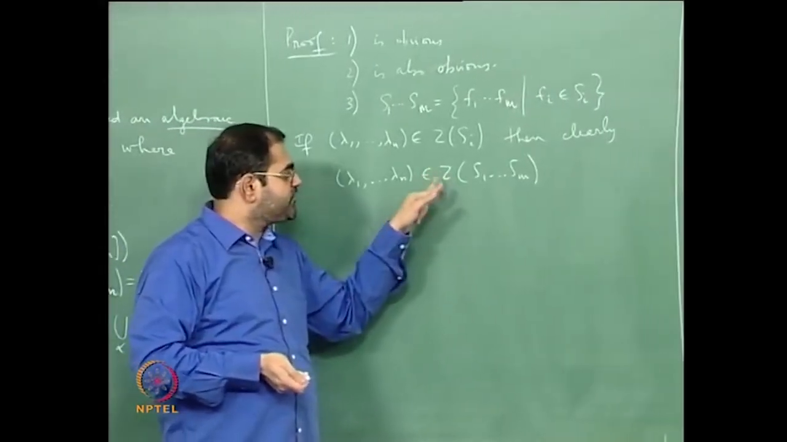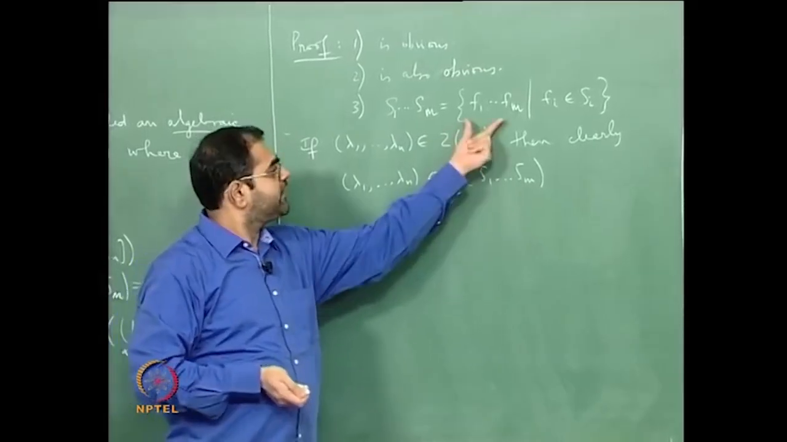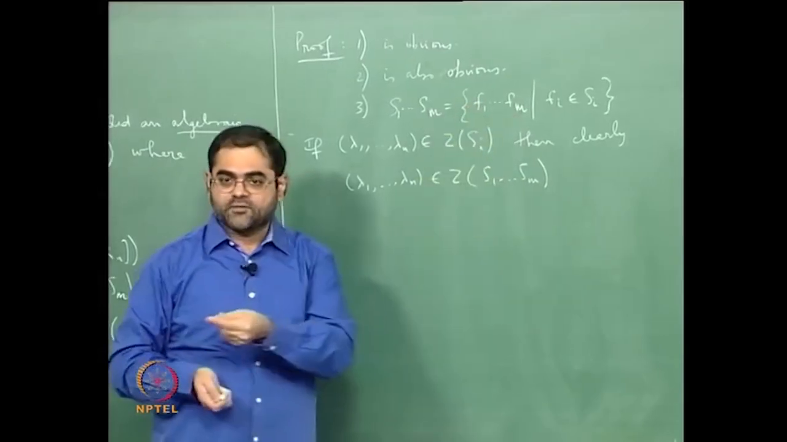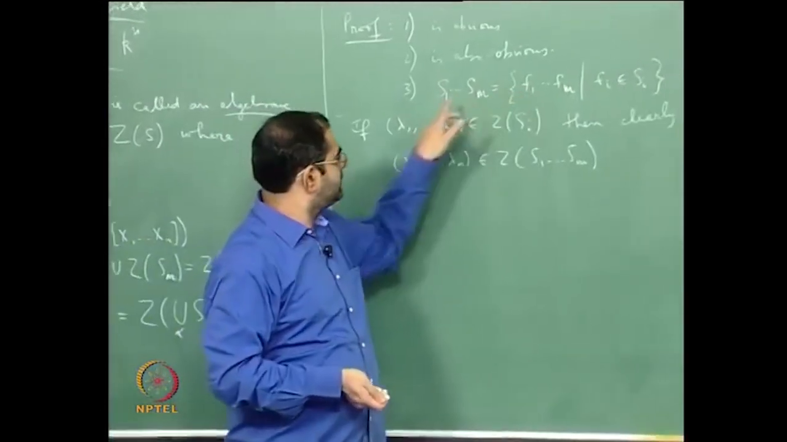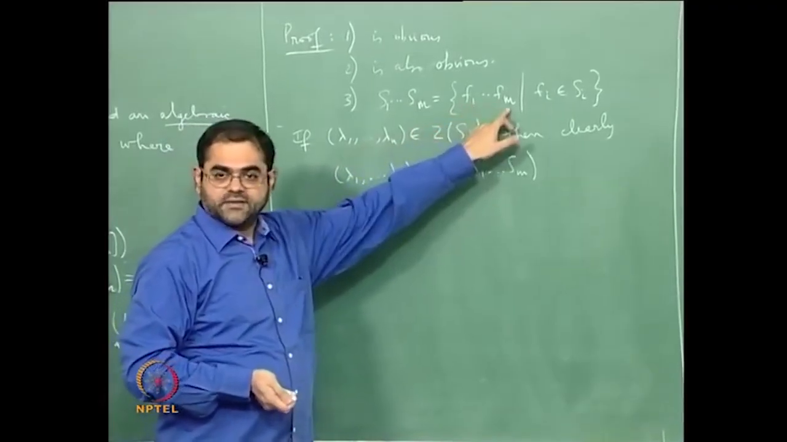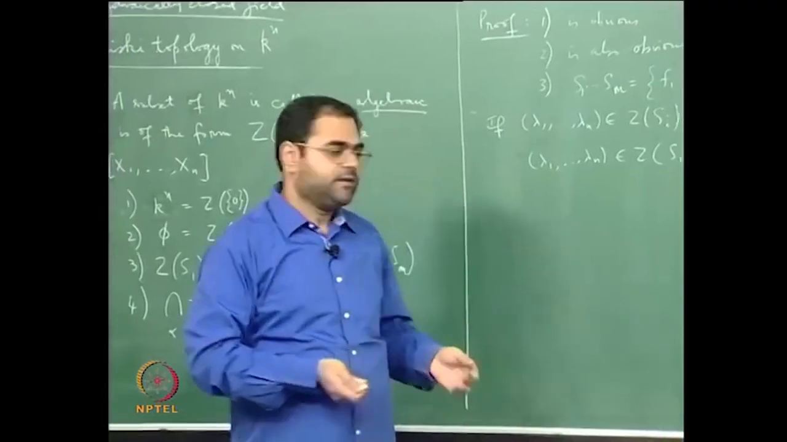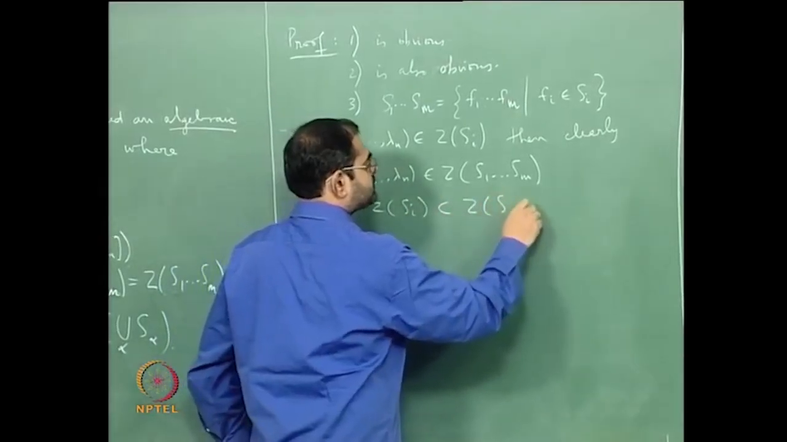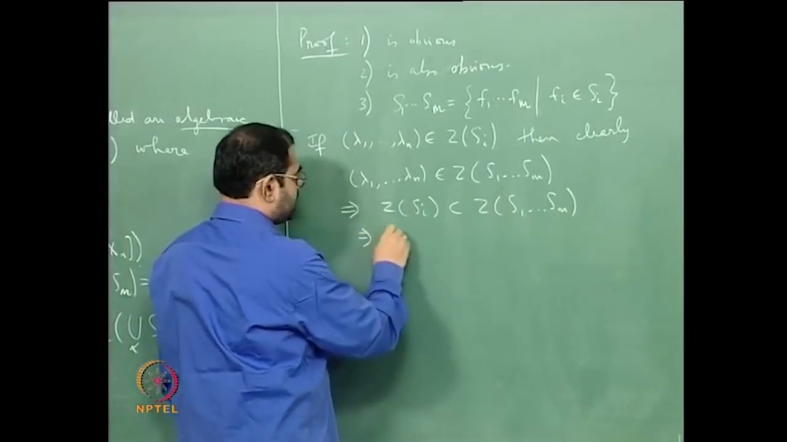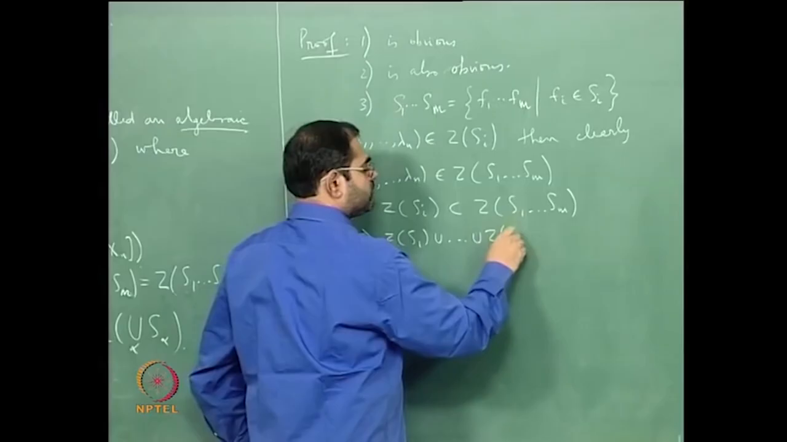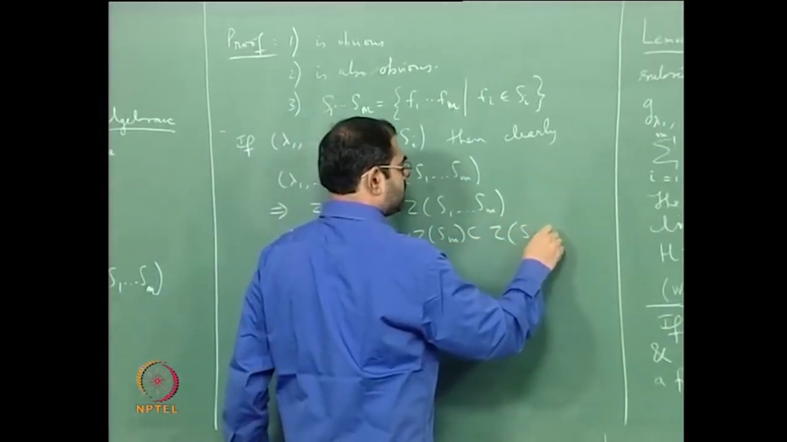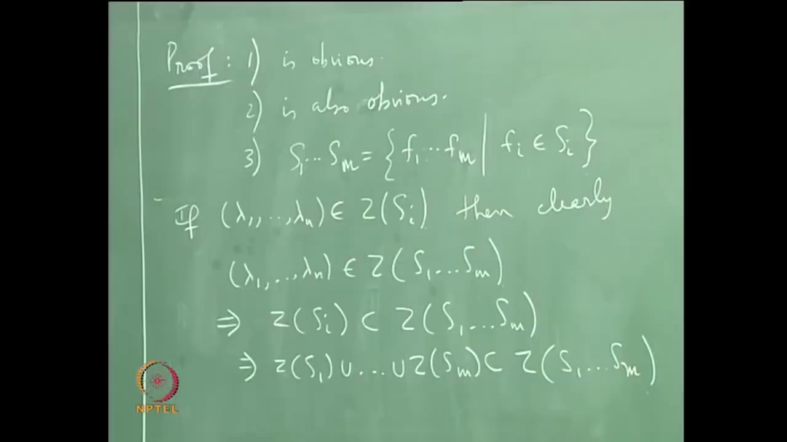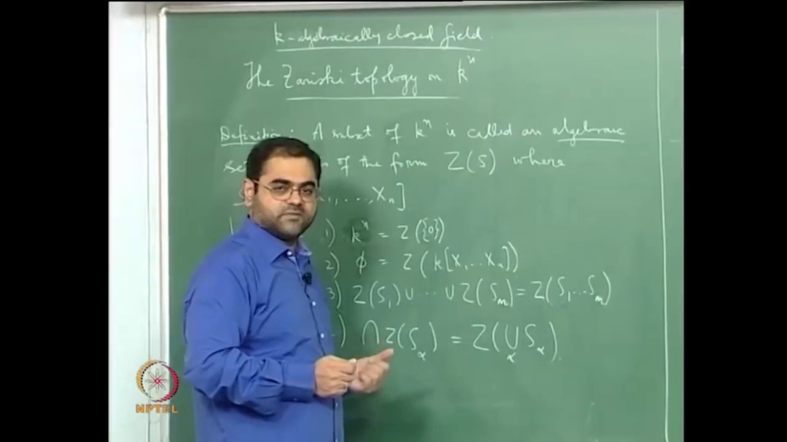Because to get a zero of an element of this product means you have to get a zero of a product of polynomials, and for that it's enough to have a zero of just one of them. When I plug in this n-tuple into each of these, even if one of them vanishes, then the product vanishes. Therefore what it tells you is that Z of Si is always in Z of S1 through Sm. So this tells me that the union of the Z of Si is in the zero set of the product. Okay, this is obvious. What is a little not so obvious is the other way around, but which is also very easy to do.